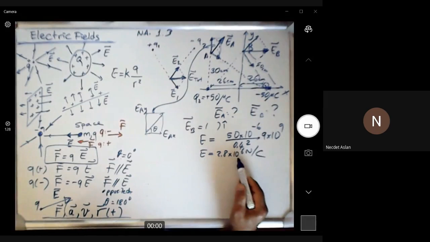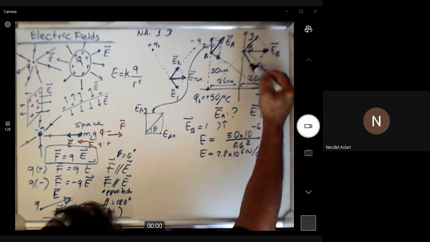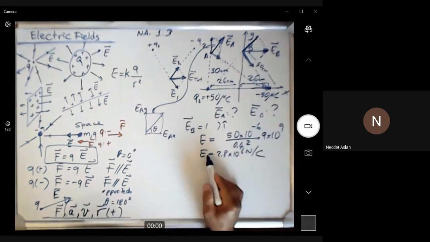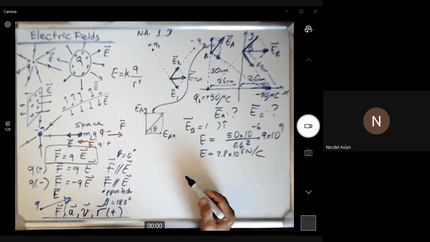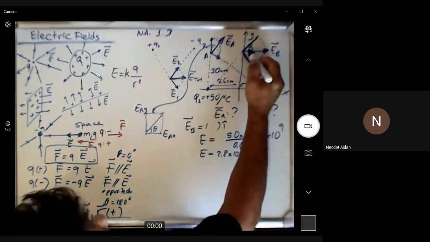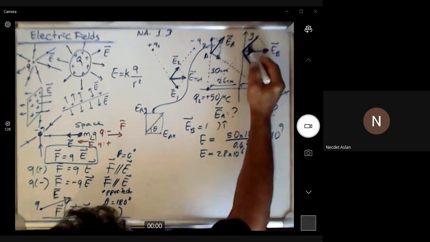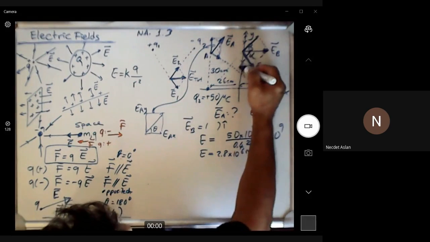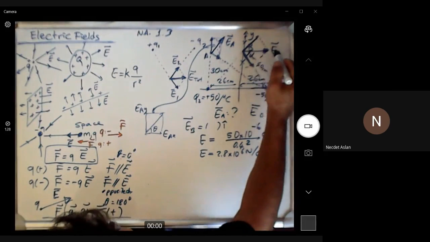But this is not the electric field in the x direction. This is the electric field shown this way or that way. So this is the magnitude of these electric fields, but it's not the actual electric field in the x direction. To find that, we have to know the angle. Let's say that this angle is alpha, and we know that the y components will cancel each other. These two vectors have y components which cancel each other, but the x components will just add.